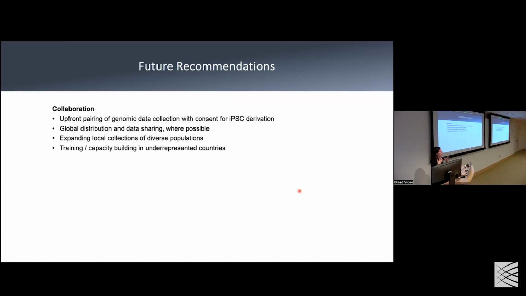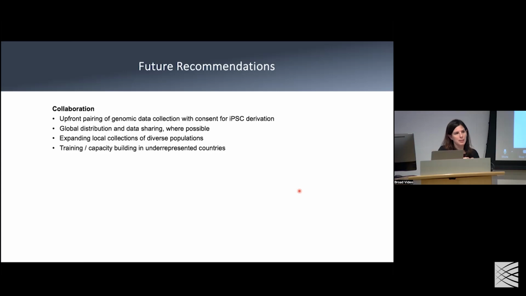And one important aspect to invest in upfront is education, training, and capacity building or capacity expansion in underrepresented populations, to make sure that individuals in these populations understand what can be done with the stem cell lines, and have access to the resources that are needed to be able to use these lines and interpret the resulting data.